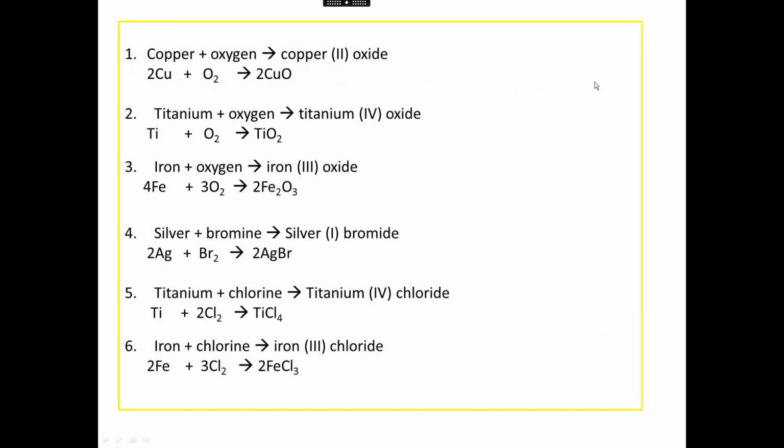You can pause the video and you can mark your work, your examples. Just note that I've put the names of the chemicals here as well, with the Roman numerals in. So did you get the balanced equation correct? Did you get the name of the chemical right? Pause the video until you've managed to mark your work.